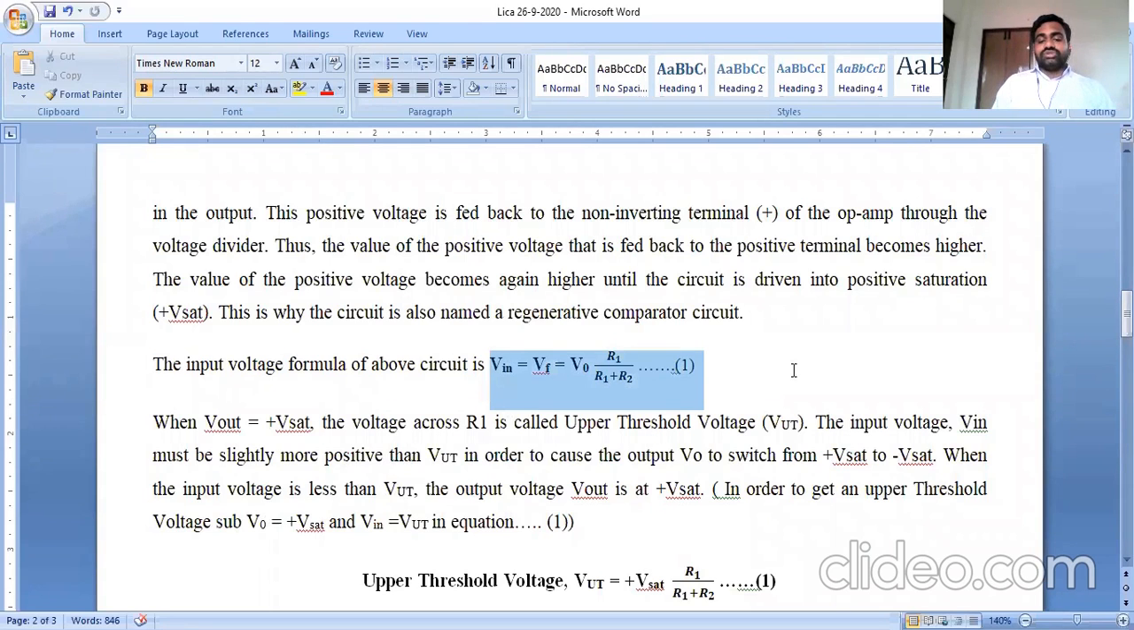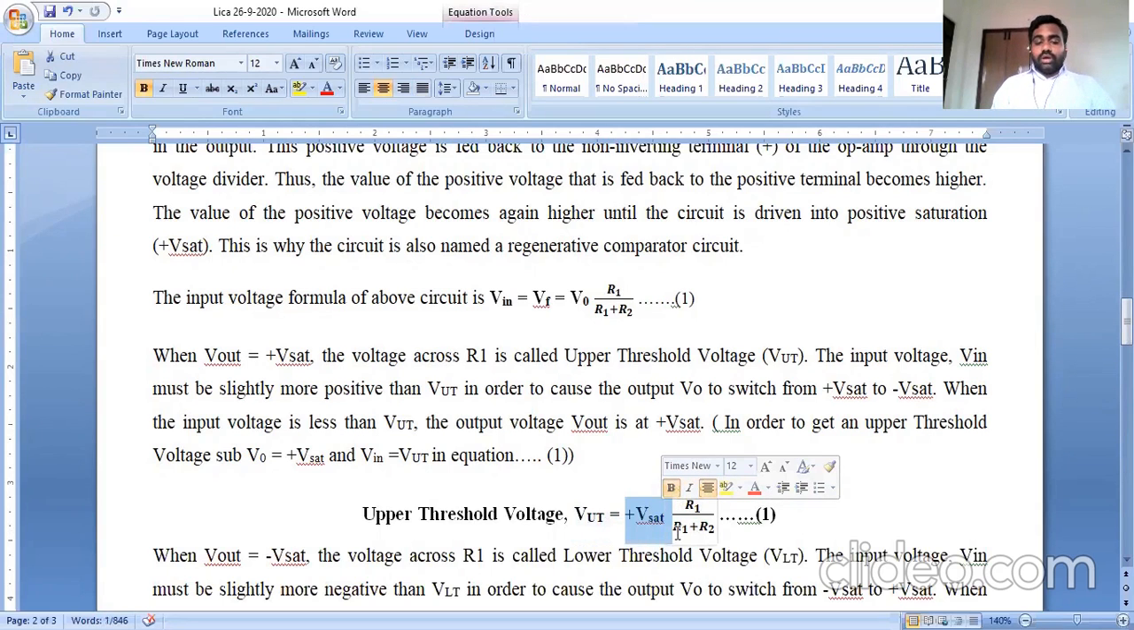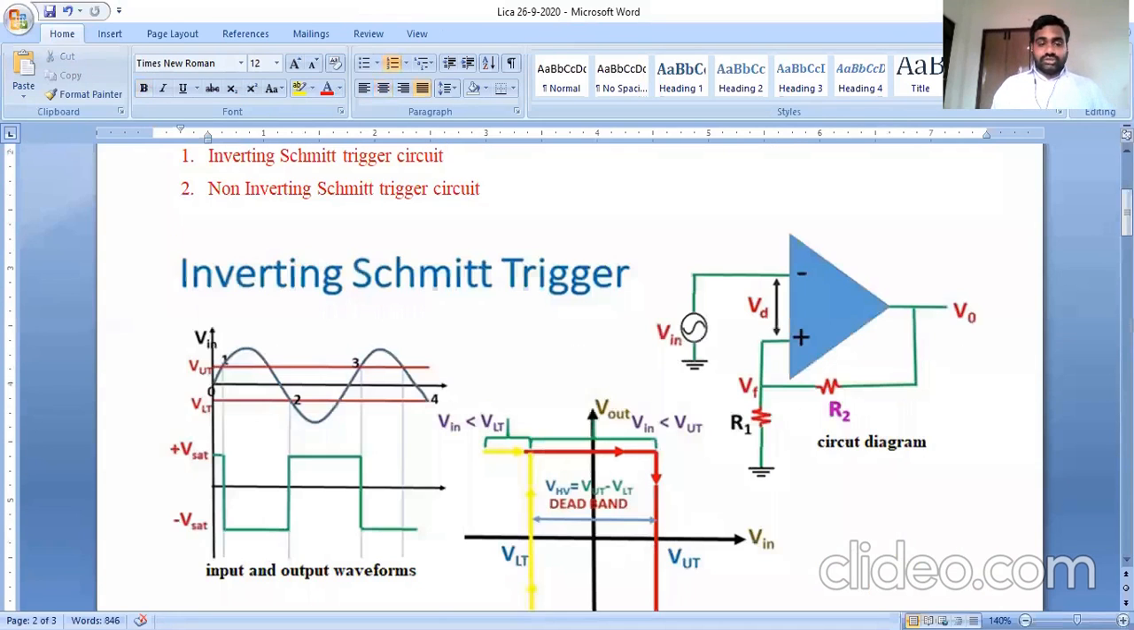V0 is represented with respect to plus Vsat, and V input is represented with respect to the upper threshold voltage. If we substitute the terms, this will be the new expression 1. V input is substituted with the upper threshold voltage, and the output voltage at this condition is positive V saturation, multiplied by R1 divided by R1 plus R2. So this is the first condition. This happens at this condition.